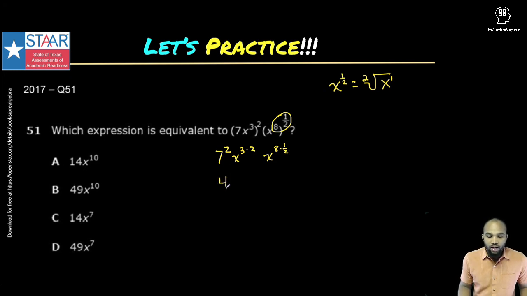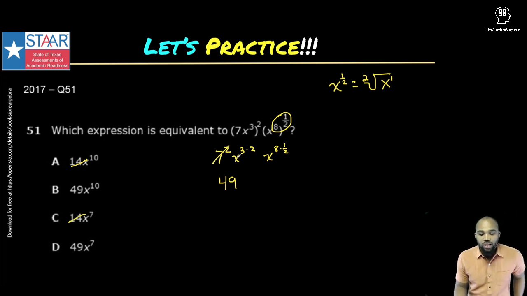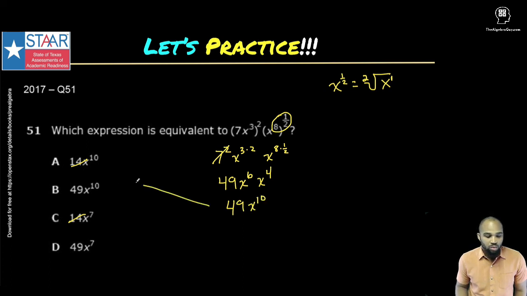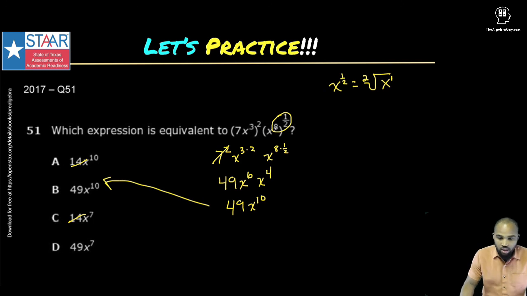7 squared is 49. And I'm not multiplying by any other number, so I know my number is going to be 49. I'm going to look over here. Nope, not 49 and not 49. Nope, can't be that. So what about this one? x times 3 times 2, that's x to the 6th. And x times 8 times 1/2. Well, 8 times 1/2 is just half of 8, which is 4. There we go. So I see I have multiplying by like bases. So what can I do with the exponents? Good, we can add the exponents. So this is the one I'm looking for. Yay! All right, let's go to our next one.